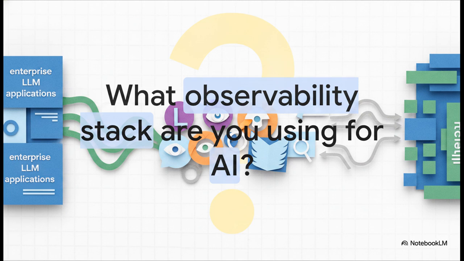So I want to turn this over to you. Take a hard look at your own tech stack architecture. What observability stack are you using for your AI applications right now? Are you all in on LangSmith, enjoying the freedom of Langfuse, or maybe you're using something completely different like Arize Phoenix or OpenLIT? Analyze your architecture, weigh the trade-offs we discussed, and go build something incredible.